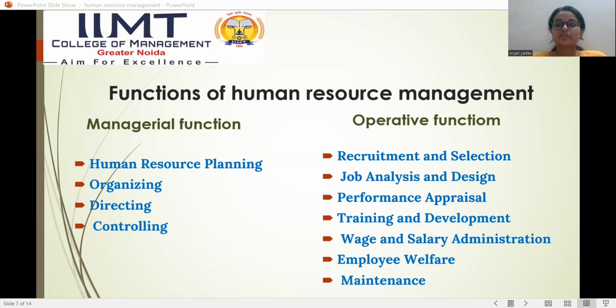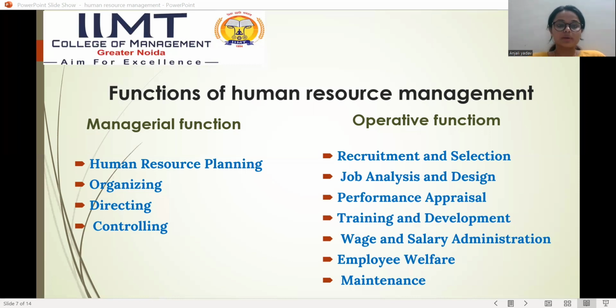Next are the operative functions of human resource management. The operative function includes recruitment and selection. Recruitment of candidates is the function preceding the selection, which brings the pool of prospective candidates for the organization so that the management can select the right candidate for any particular post.